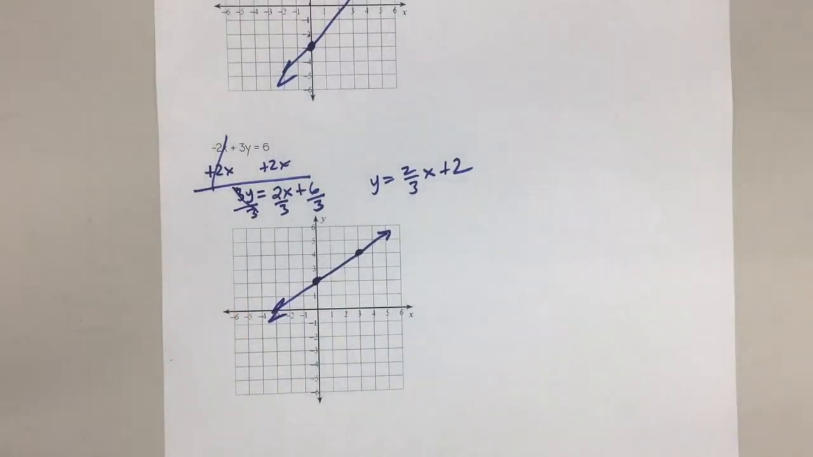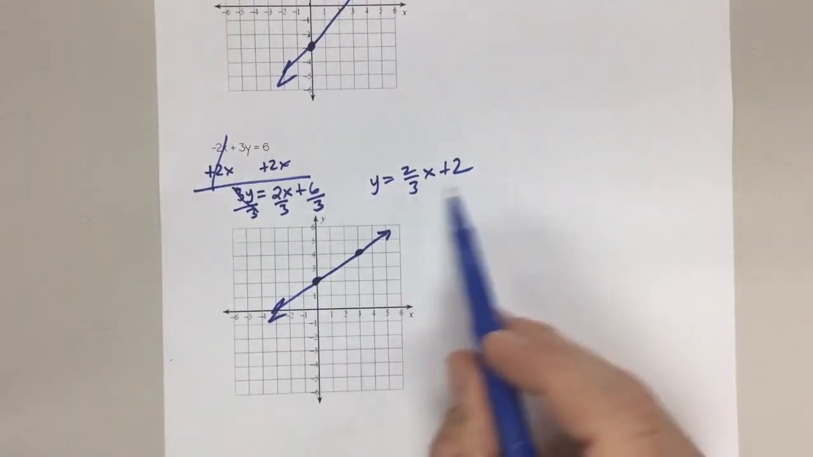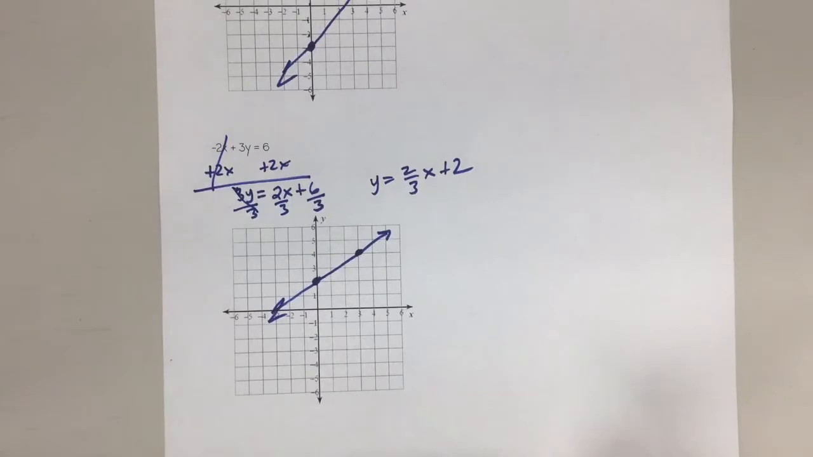There's my line. So this is the second method for graphing equations in standard form. Solving for y, and then graphing it in y equals mx plus b form.